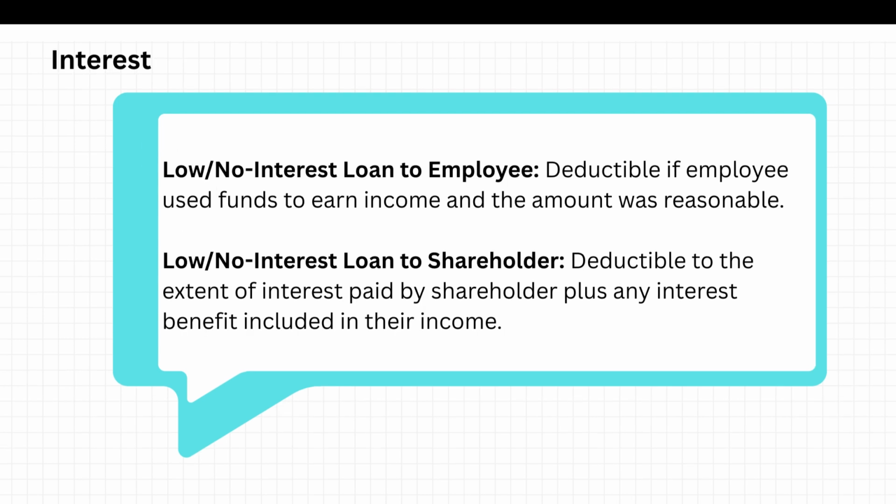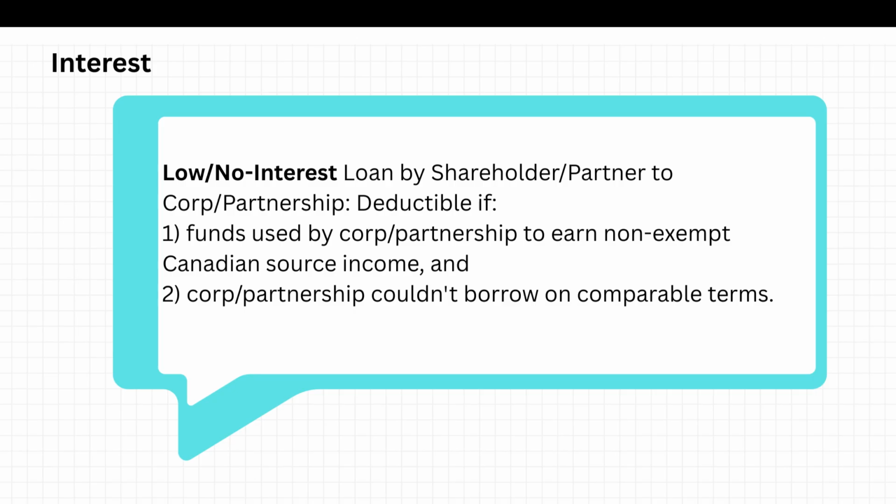General rule for interest. Interest is deductible if the borrowed money is used to earn income. It doesn't matter what you used as collateral. What matters is how the funds were actually used. Example: if you borrow to buy dividend-paying stocks, the interest is deductible. If you borrow to buy a personal vacation, it's not.